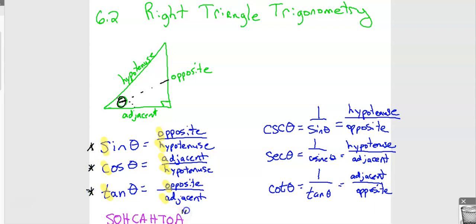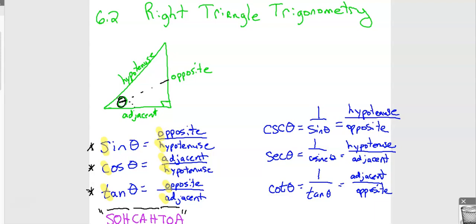And a lot of people use SOHCAHTOA as the letter association. Like sine is opposite over hypotenuse, so this is sine. This is cosine, is adjacent over hypotenuse, and then tangent is opposite over adjacent. So SOHCAHTOA can help you remember those.